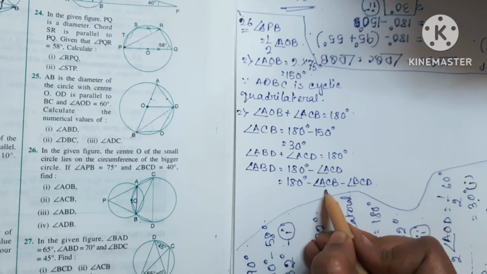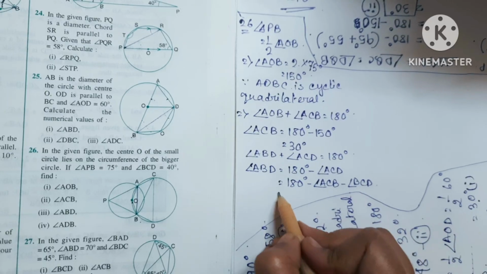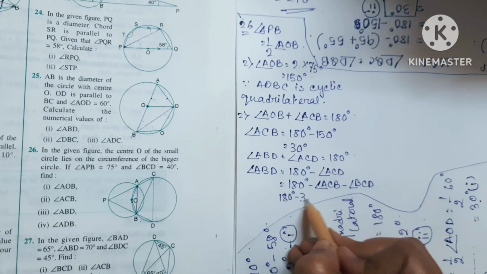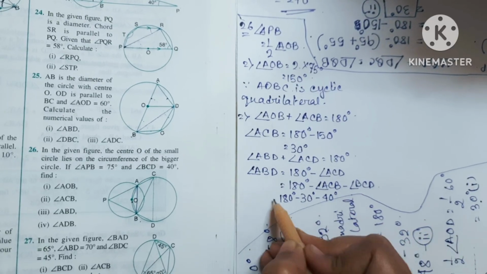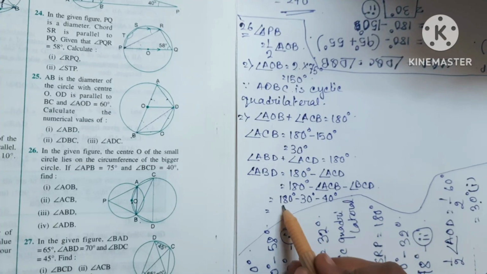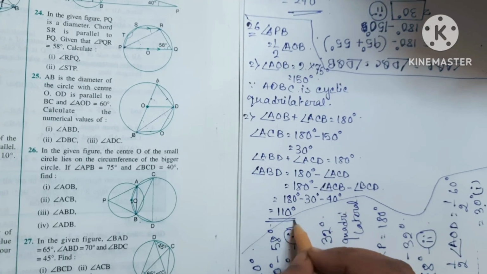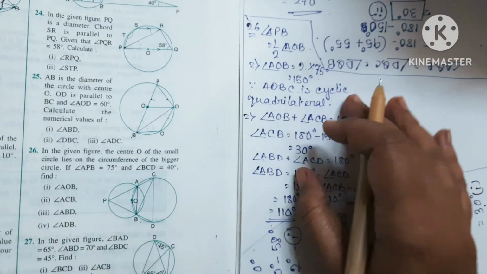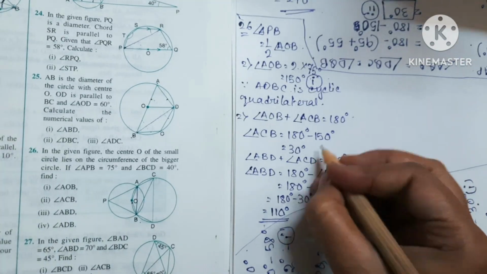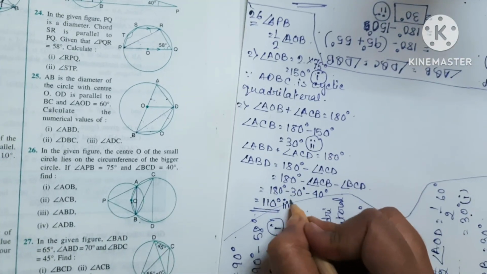Now ACB is 30, BCD is 40. So 180 minus 30 minus 40. So 140 minus 30, so 110. This is the answer of the third question. So this is the first one, this is the second one, and this is the third one.